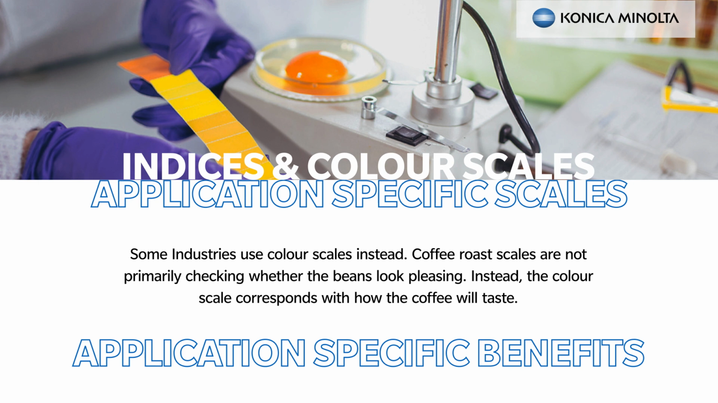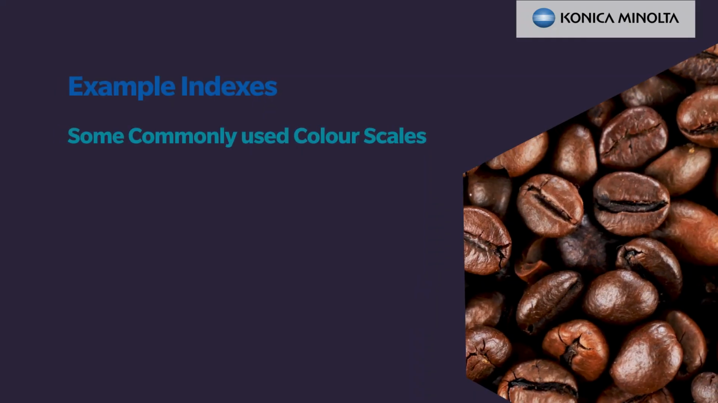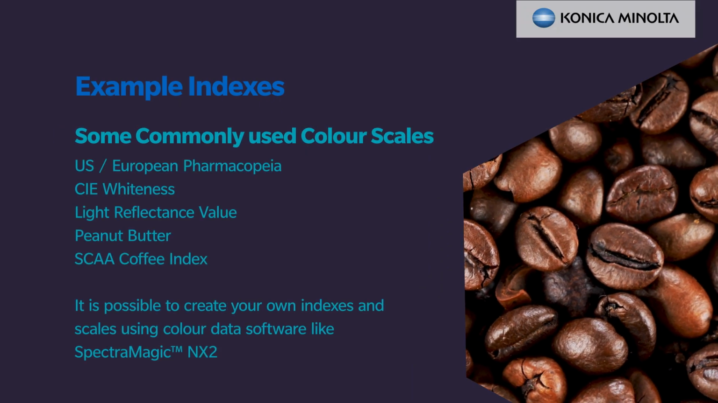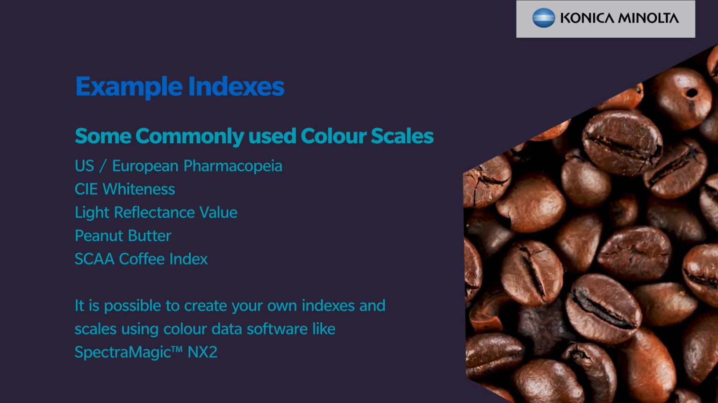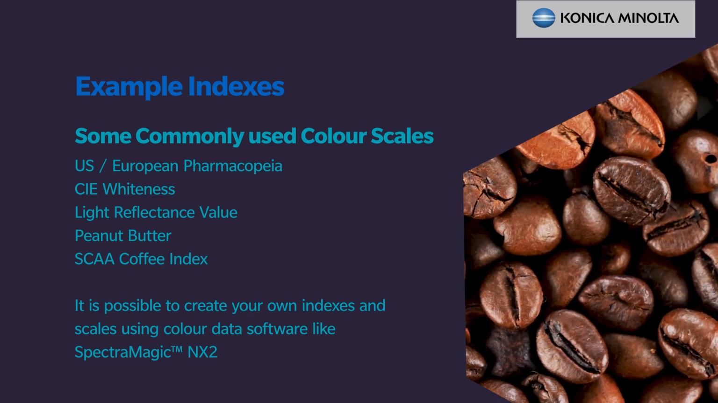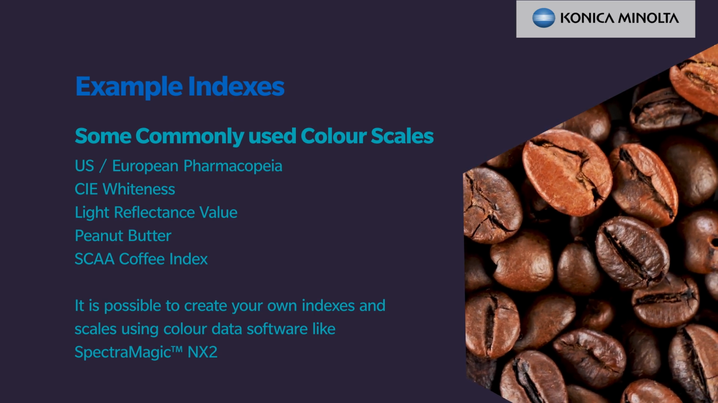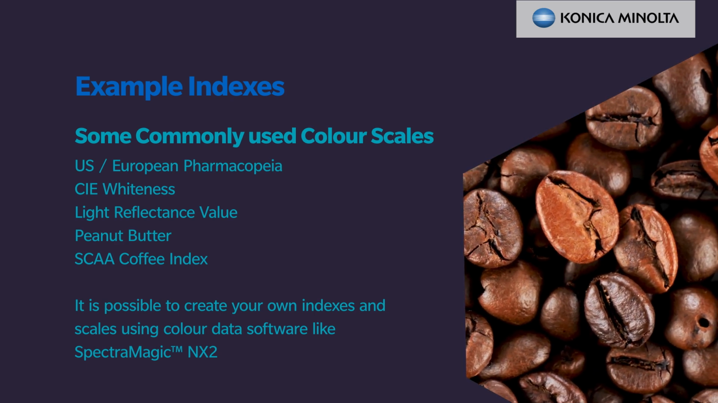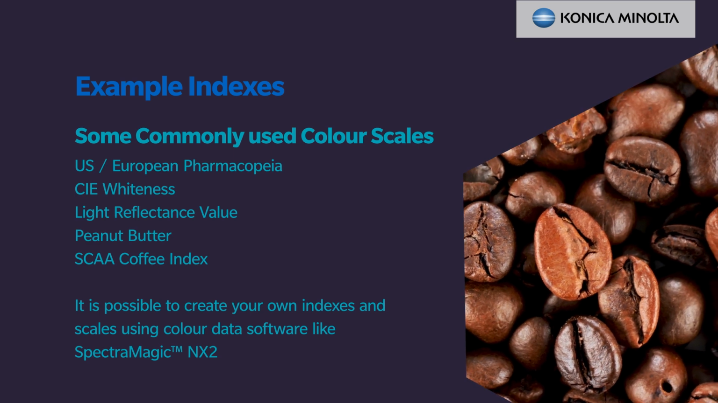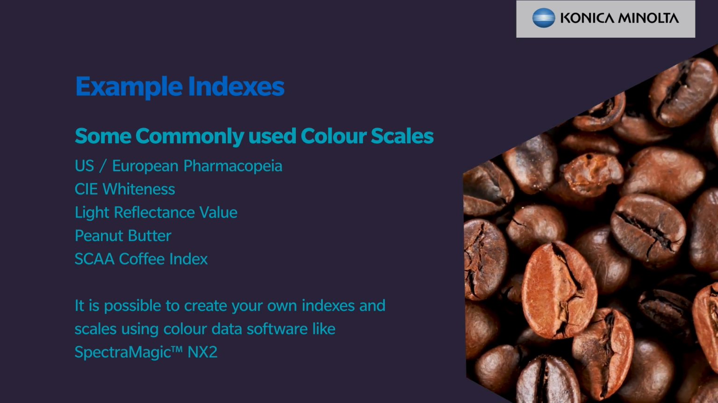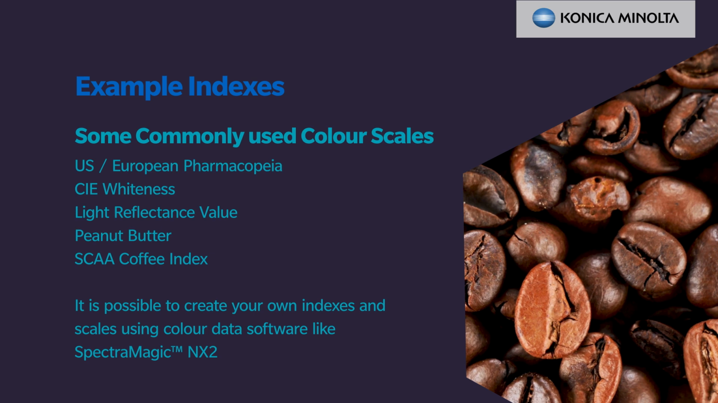Adopting specific scales, which are sometimes less linear than delta E values, or contain a whole range of colours, can help producers to leverage the benefits of traceable colour data more widely in their processes. Examples of industry-specific indices and scales could include US and European pharmacopoeia, whiteness indexes such as CIE whiteness, yellowness indexes, light reflectance value, and specific food indexes are available for things like peanut butter, tomatoes, eggs and coffee.